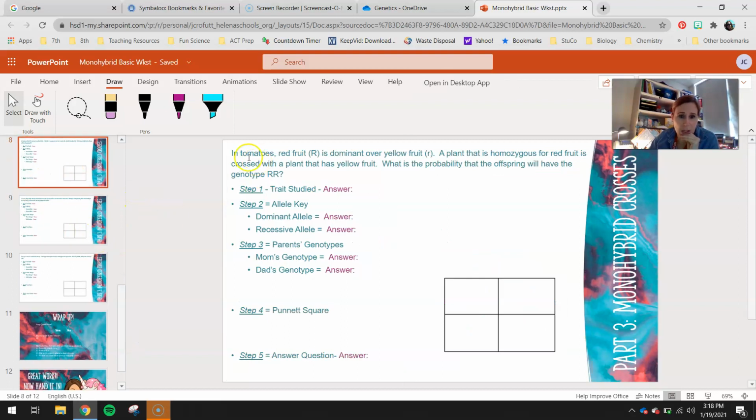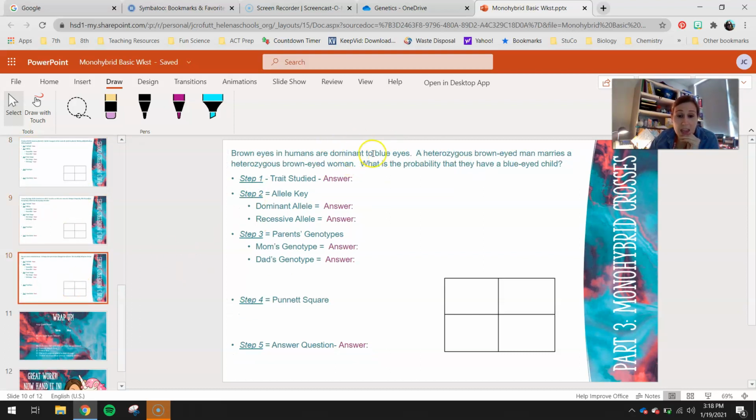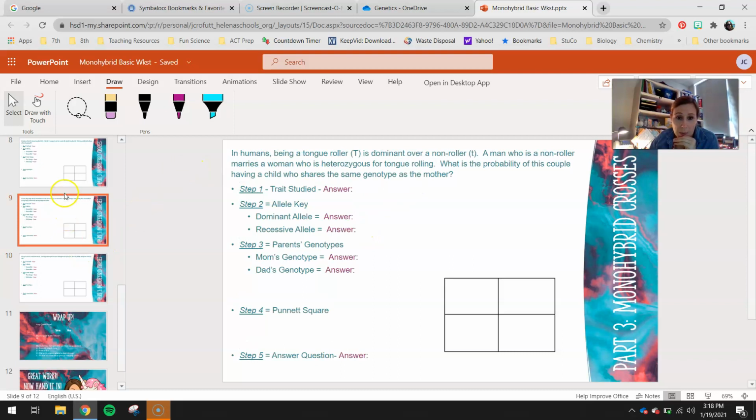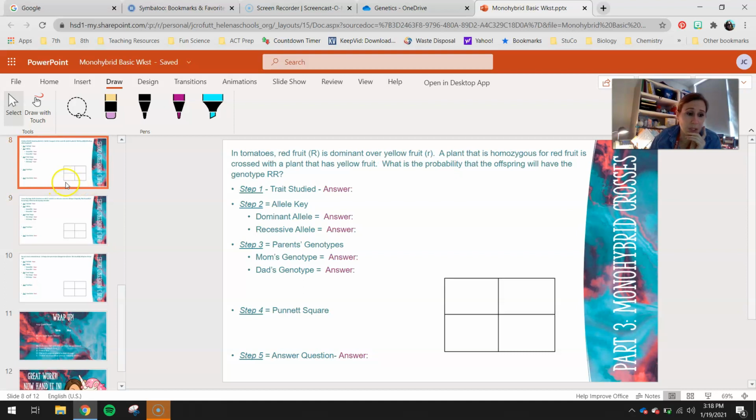On the next one, you're looking at tomato fruit, so color of the fruit. You're looking at whether you can roll your tongue or not, so the ability to roll your tongue. And then eye color is going to be your last one. It looks like these are all probability, so you're looking at, again, percentage or fraction. That was the only one you had to do genotypic or phenotypic ratio for.